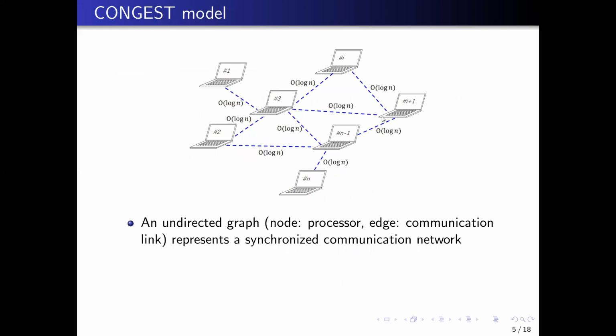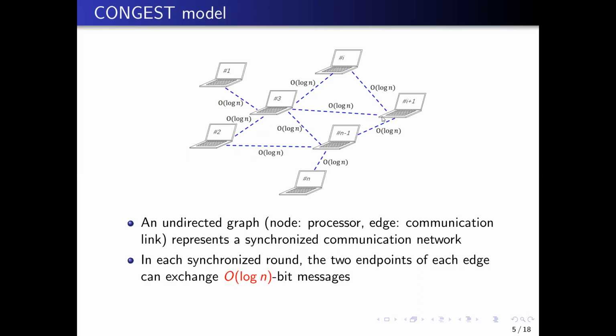For the distributed settings, the congested model is employed. We use an undirected graph to represent a synchronized communication network. Each node represents a processor, and each edge represents a communication link between two processors. In each synchronized round, the two endpoints of each edge can exchange big O log n bit messages. In the congested model, the goal is to solve problems with a minimum number of communication rounds.